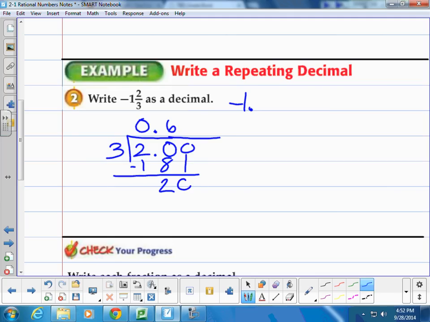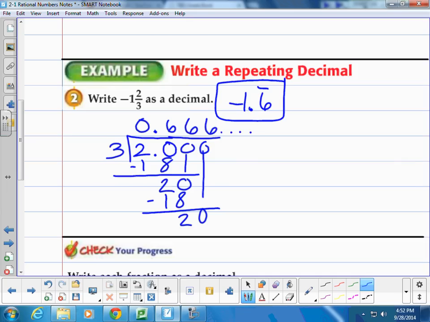Hopefully you notice a pattern. Well, I already have that 20. Goes there 6 times. I'm never going to get out of this cycle of that 3 only goes into 20 6 times. So I'm going to continue to get those 6's there. It's going to go on and on and on. So I can shorten that up by writing that as 0.6, and that 6 is going to repeat. So negative 1.6 repeating is the same as negative 1 and 2/3.